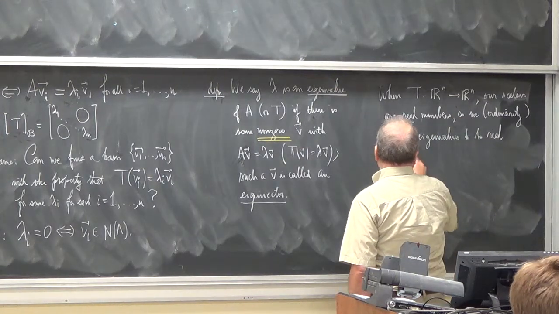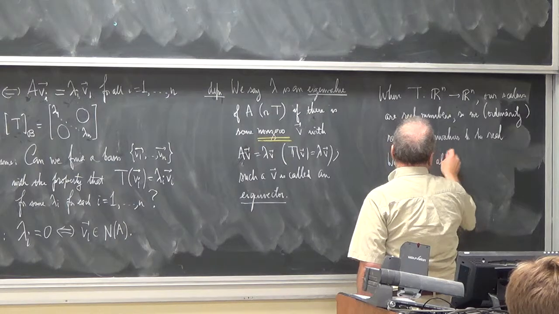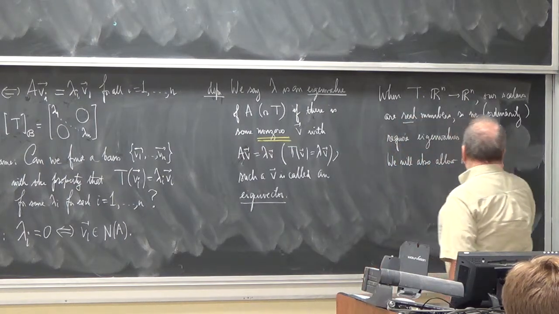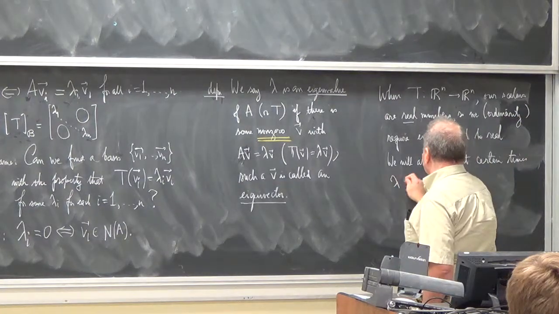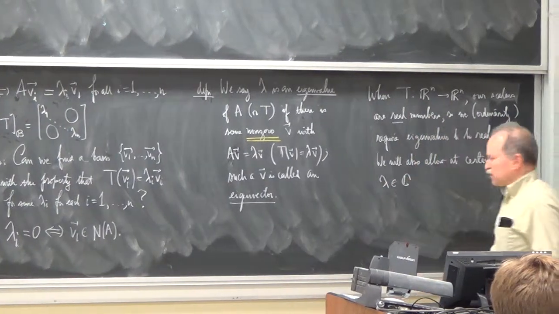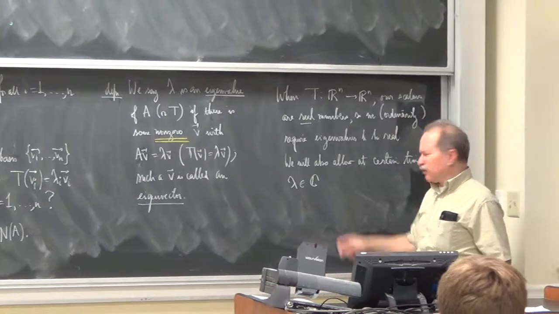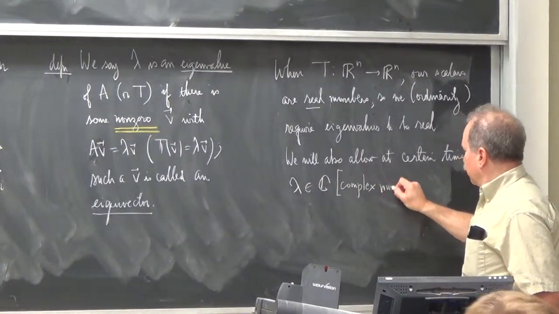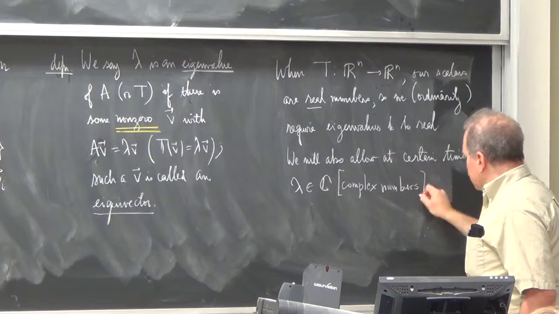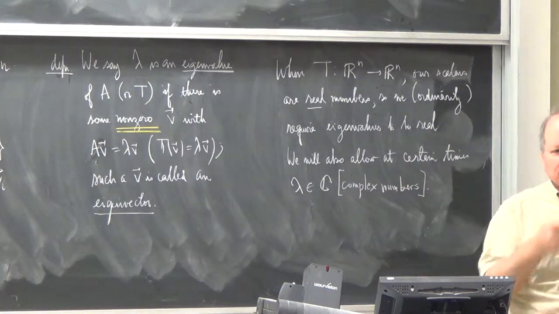We will also allow, at certain times, complex numbers, and that's the notation which I don't think I've taught you yet. Well, no, it came up the other day, actually, complex numbers. But I will then specifically call them complex eigenvalues.